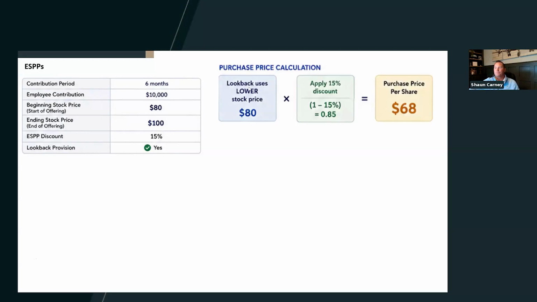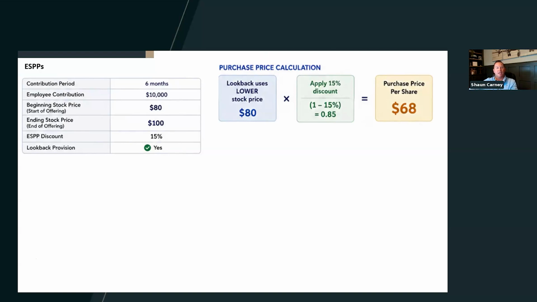So in this example, we're going to use the lower discount, right? I had the look back provision in my plan. So the shares are now worth 100. I get the opportunity to buy them at 80. I'm getting that 15% discount that was in my plan documents. So I'm purchasing the shares for $68. Again, seems like a great deal, right?